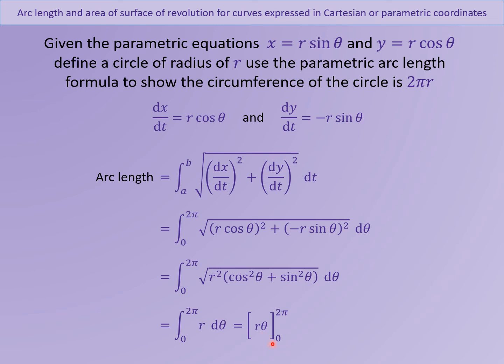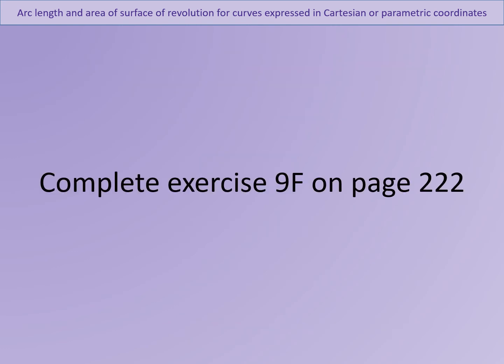So I'm looking at the arc length between 0 and 2 pi. So what do I end up with? 2 pi r, exactly what you expected. The arc length of a full circle, of course, is the circumference, 2 pi r. All right, so it's quite nice seeing the arc length formula proving a result that you've known for a long time that was just given to you. Okay, so what I'd like you to do is spend some time on exercise 9F on page 222.